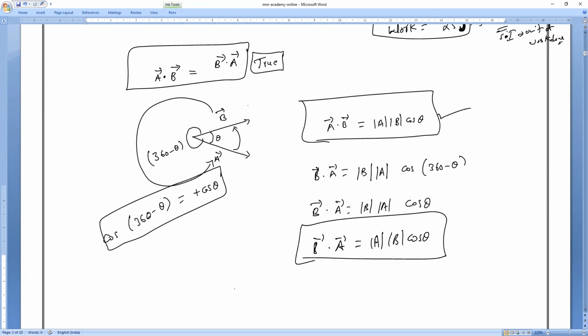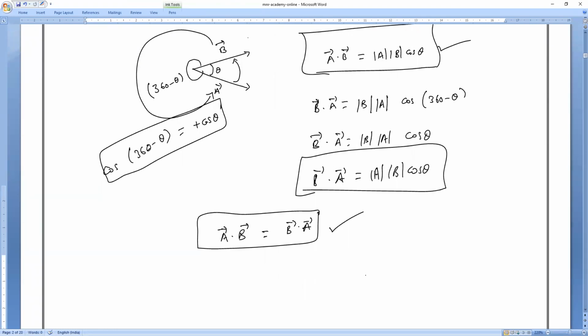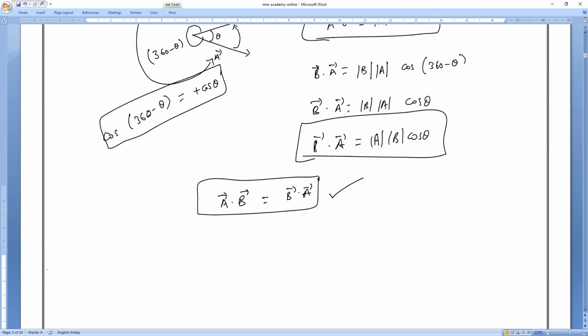I can prove that in the dot product, A dot B is always equal to B dot A. That is what you have to prove. Any doubt? Anybody can ask. Clear, guys? So this property we used to call the commutative property. Everyone, we call it the commutative property.